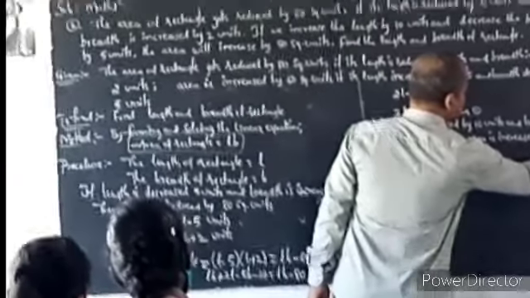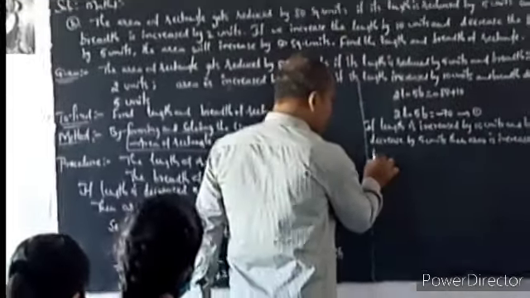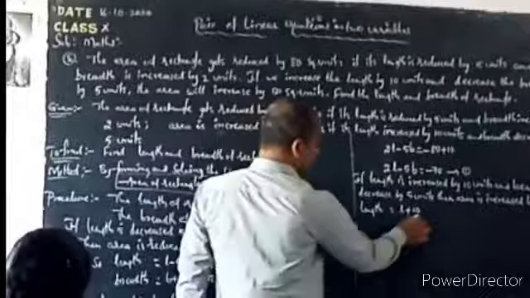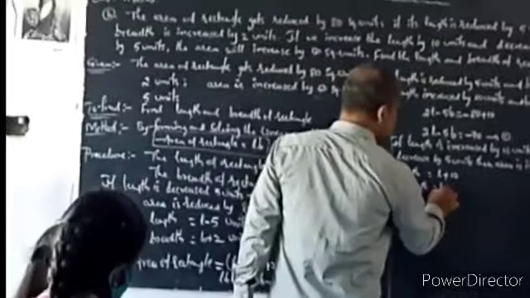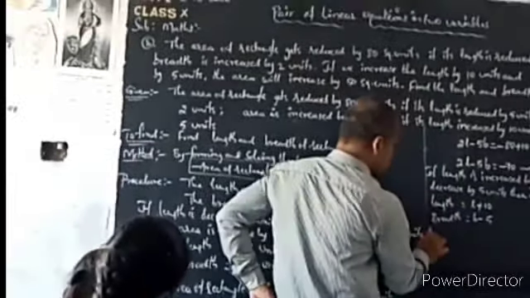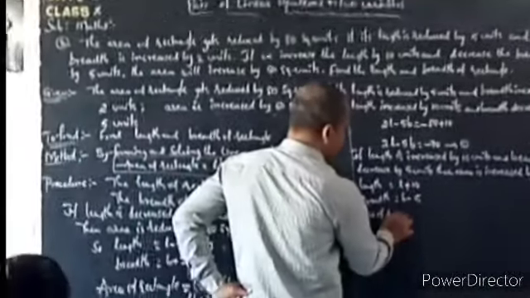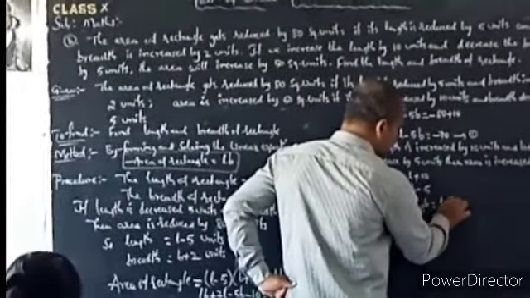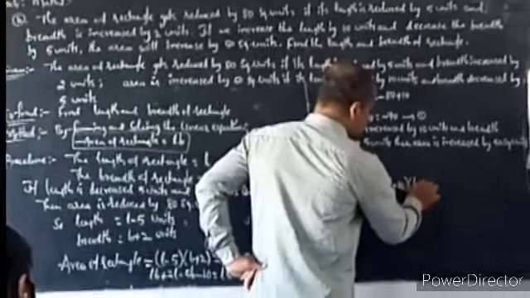50 square units. That is, now length is how much? L plus 10. Length becomes L plus 10 units. Breadth becomes B minus 5. Area becomes, area of rectangle becomes length into breadth. That means (L plus 10) into (B minus 5).